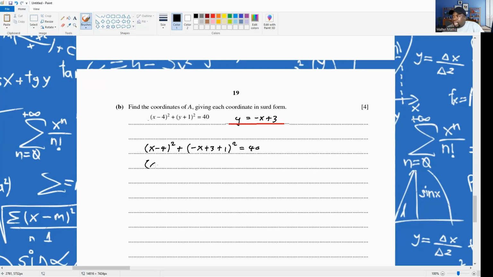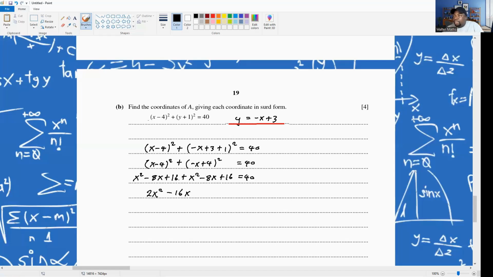So this is x minus 4 squared plus minus x plus 4 squared equal to 40. Expanding, we get x squared minus 8x plus 16, plus, expanding here, x squared minus 8x plus 16, and that's equal to 40. All right, x squared plus x squared is 2x squared, minus 8x minus 8x is minus 16x. So we have minus 16x here.